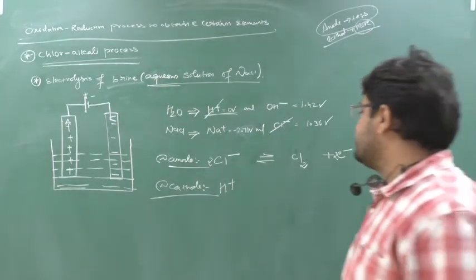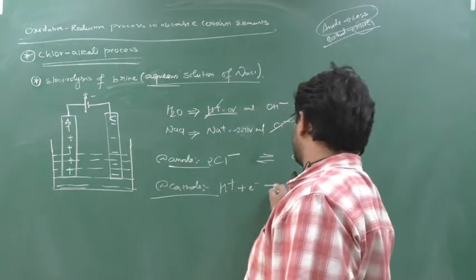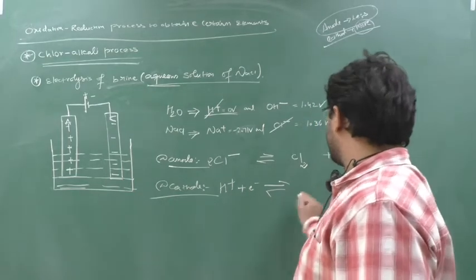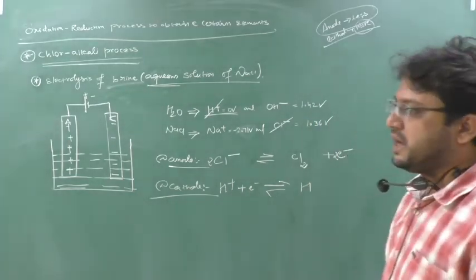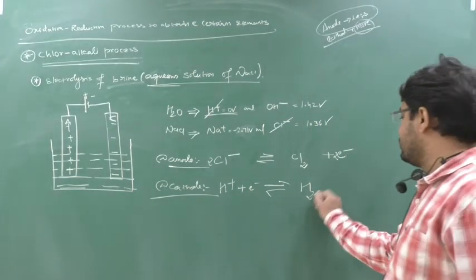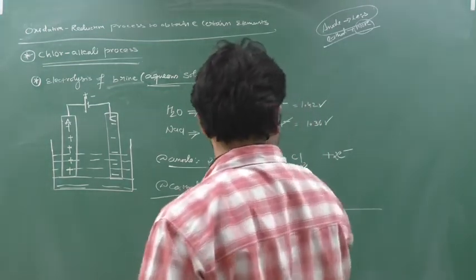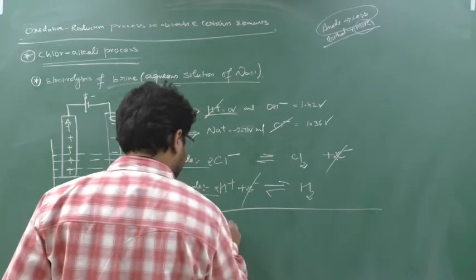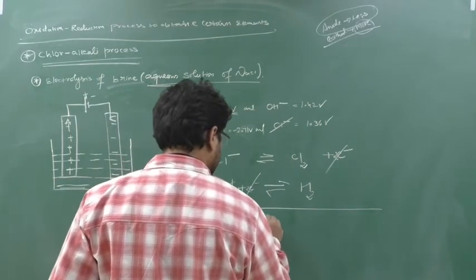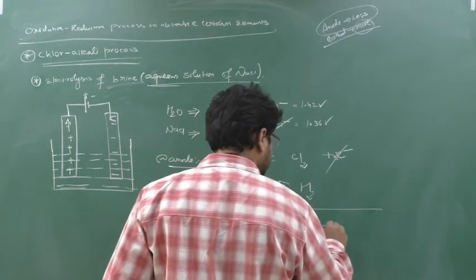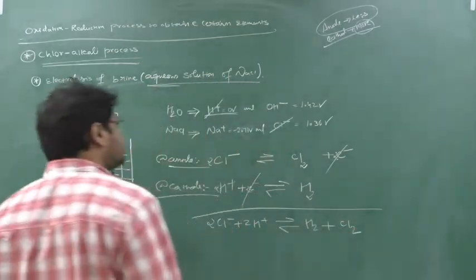Clear this part? H plus, cathode means electron gain. So H plus will gain an electron and convert into H, and as we know, hydrogen is also a diatomic molecule. So here 2, and here also 2. Net reaction if you do, so this is 2Cl minus plus 2H plus will give what? H2 plus Cl2.